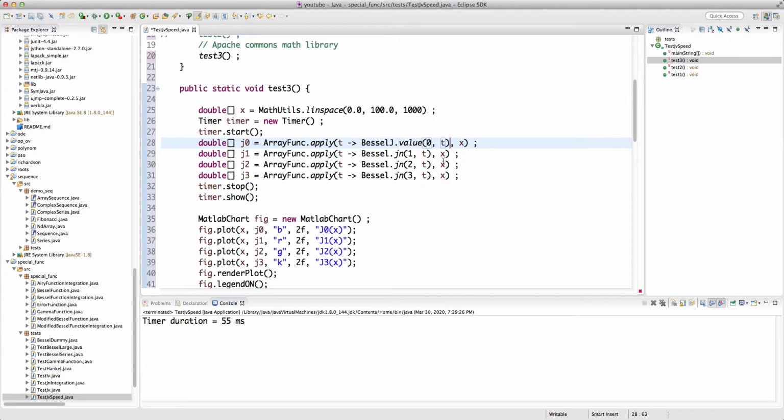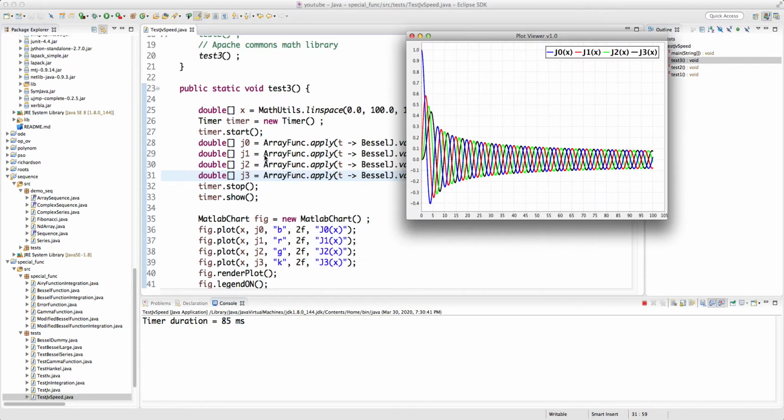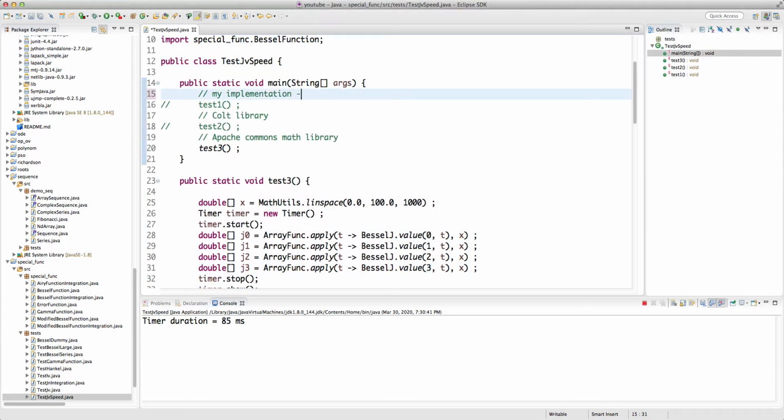And then t, and we're going to copy and paste Bessel 1, Bessel 2, Bessel 3. All right, 85 milliseconds. Mine was 15, 18 milliseconds. The Colt library was, I believe, 55 milliseconds, and this one is 85 milliseconds. As you can see, the implementation here is not as good as mine, and that's key.